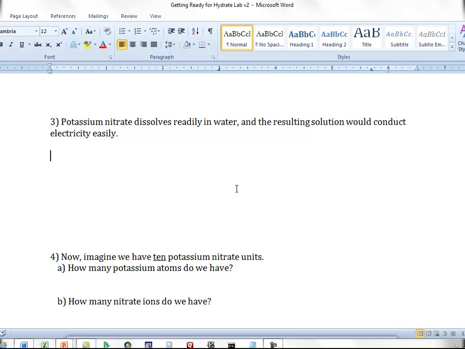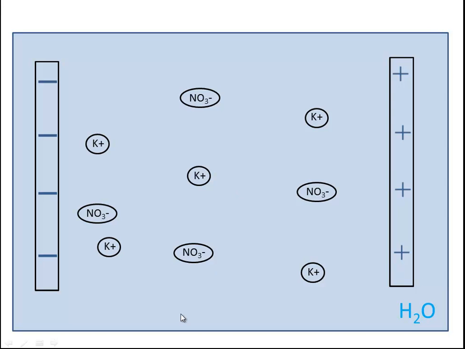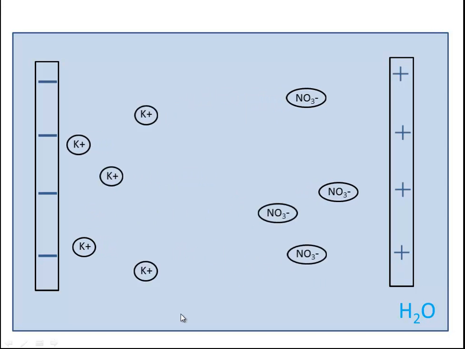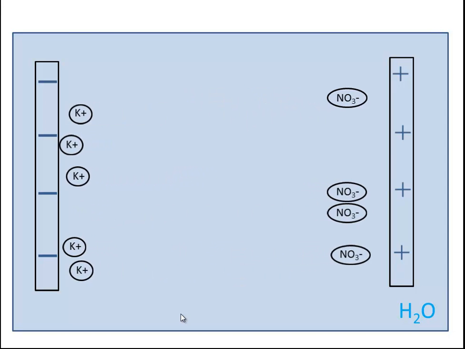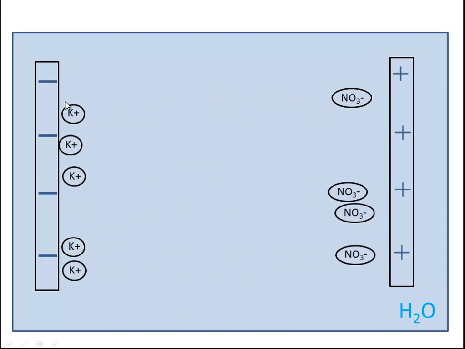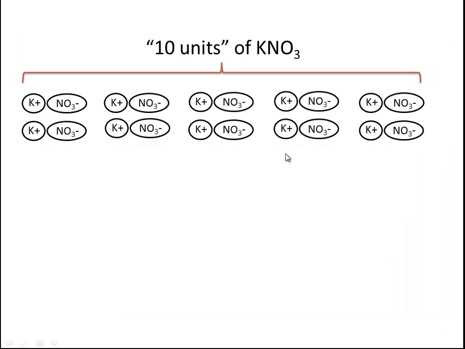What direction would it be pulled toward? Okay, so in animated form, hopefully this is what you depicted on your paper. Positively charged ions are going to feel a force toward the negative electrode because opposites attract, and the converse is true with the nitrates and the positive electrode.